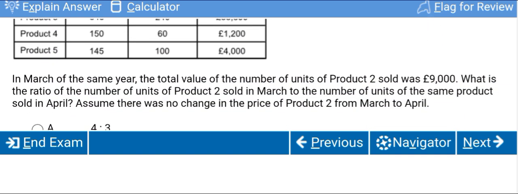Question is, in March of the same year, the total value of the number of units of product 2 sold was 9,000 pounds. So what is the ratio of the number of units of product 2 sold in March to the number of units of the same product sold in April? Assume there was no change in the price of product 2 from March to April.